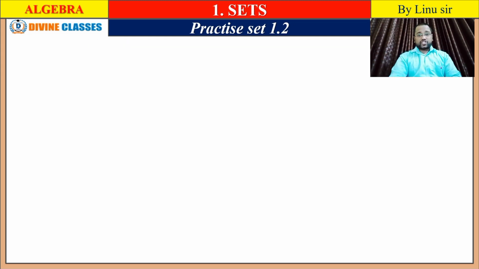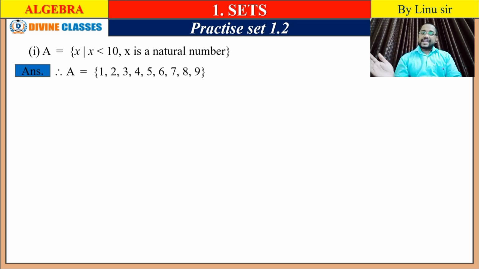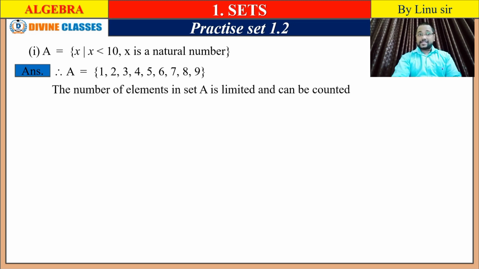Now in the next question we have to find whether the given set is a finite set or an infinite set, right? Question number 1: A is equal to X such that X is less than 10, and X is a natural number, yes or no? So the natural numbers less than 10 are 1, 2, 3, 4, 5, 6, 7, 8 and 9. So the number of elements in set A is limited and can be counted. Elements which are limited and can be counted form a finite set, right? This we had already learned in the explanation part.